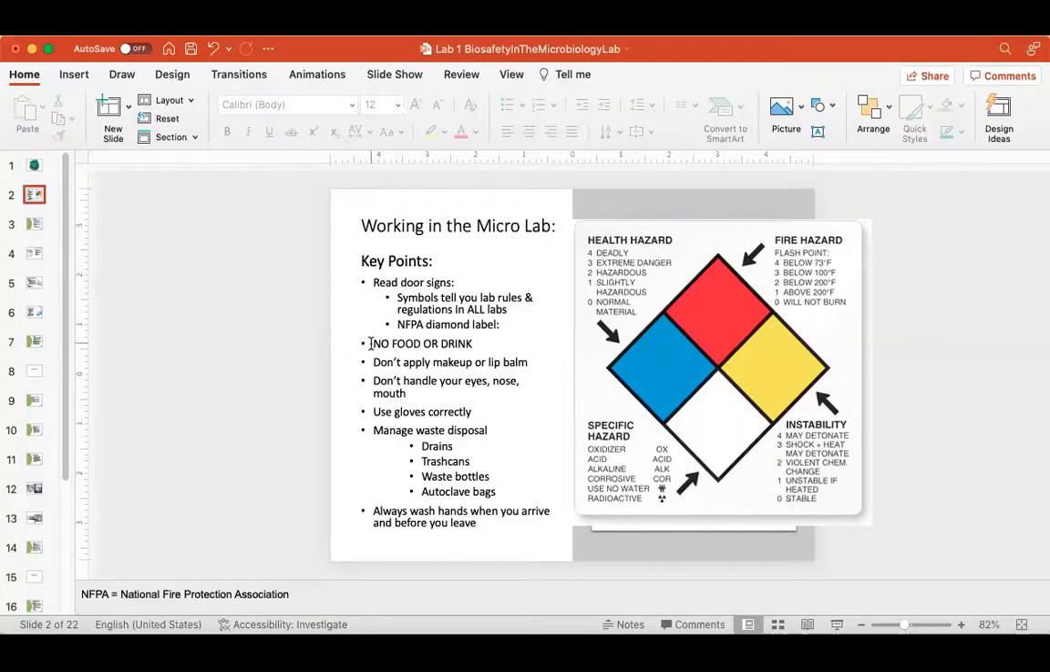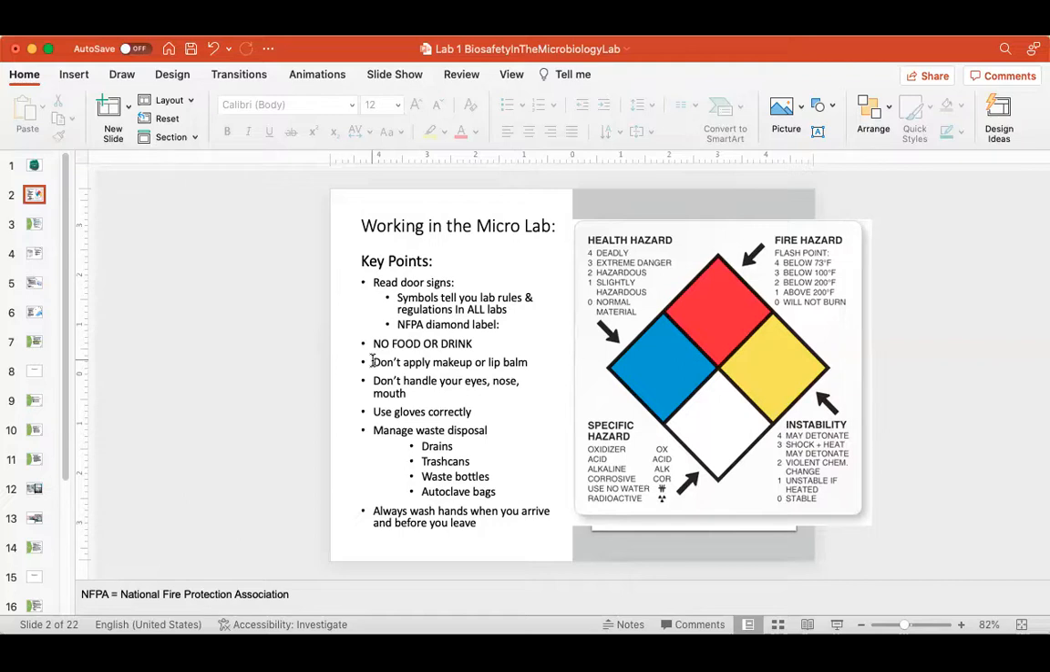The other one that's below this relates to it, but you may not think about this one as much. It says, don't apply makeup, don't apply lip balm while you're in the laboratory. This is related to no eating and drinking. Remember, your mouth, your nose, and your eyes are primary places for dangerous microbes to enter your body.